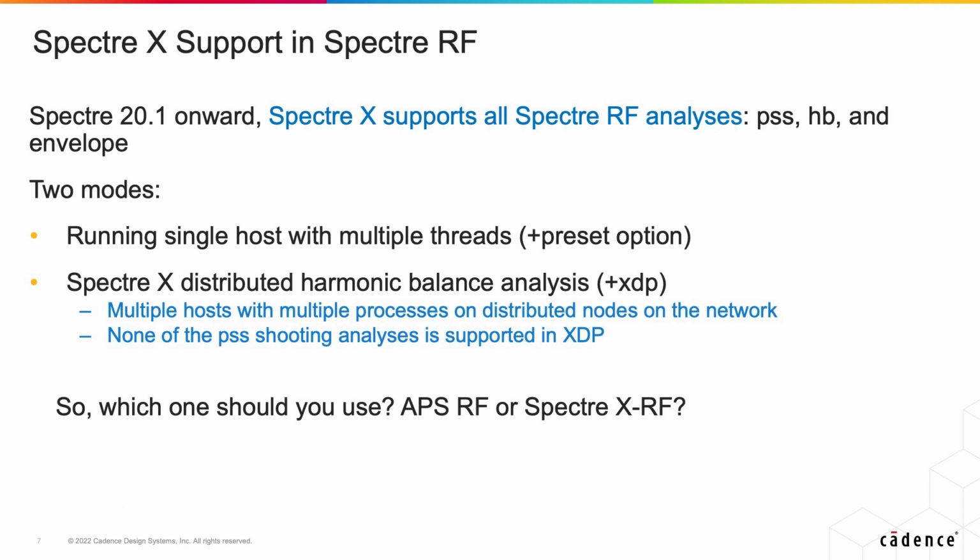So, we'll talk about the error presets in APS and how they map to the preset options with Spectre X, and also talk a little bit about XDP, which is the distributed processing that greatly improves performance and capacity of harmonic balance simulation. But one thing to keep in mind is XDP is not available for PSS and some of the other analyses.